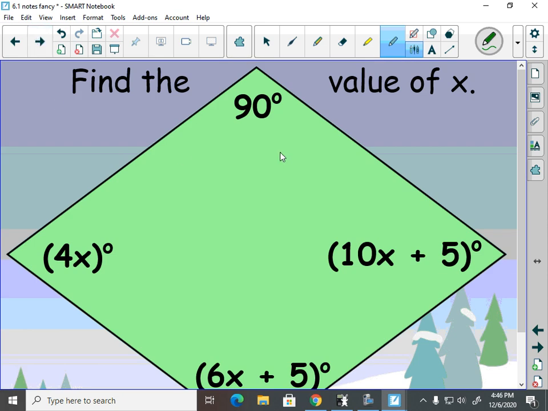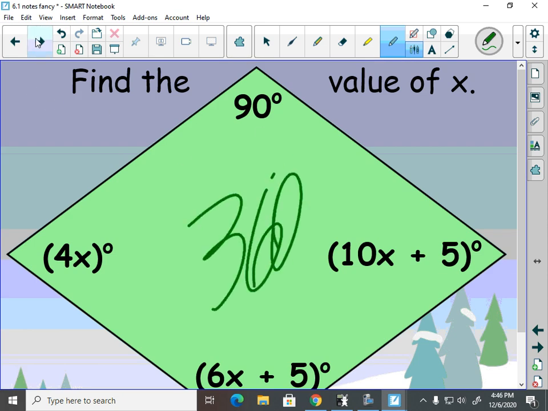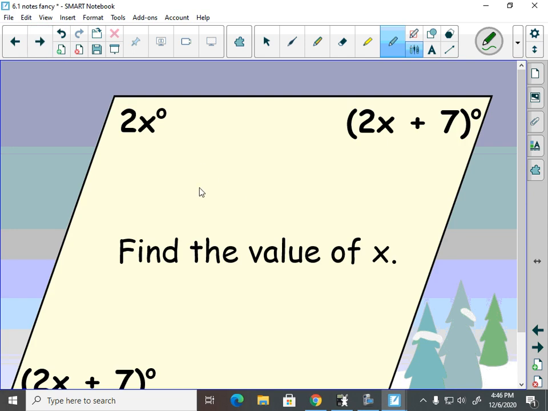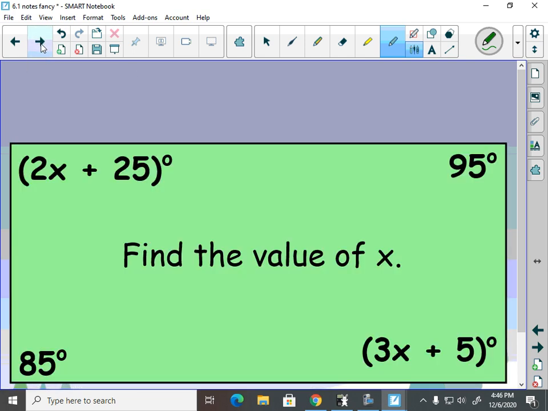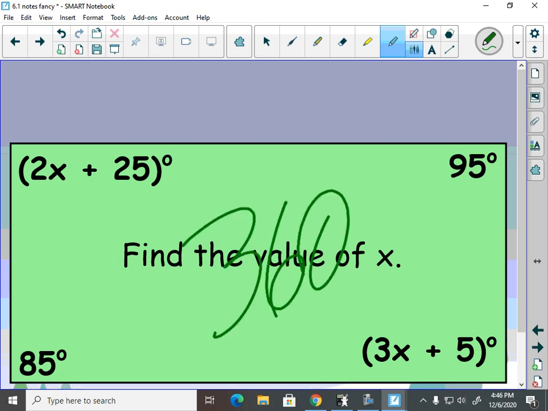Hey, look, they add up to 360. This teacher did a little more overkill of examples. Hey, let's try 500 of the 360 problems. Yeah, that'll be good.